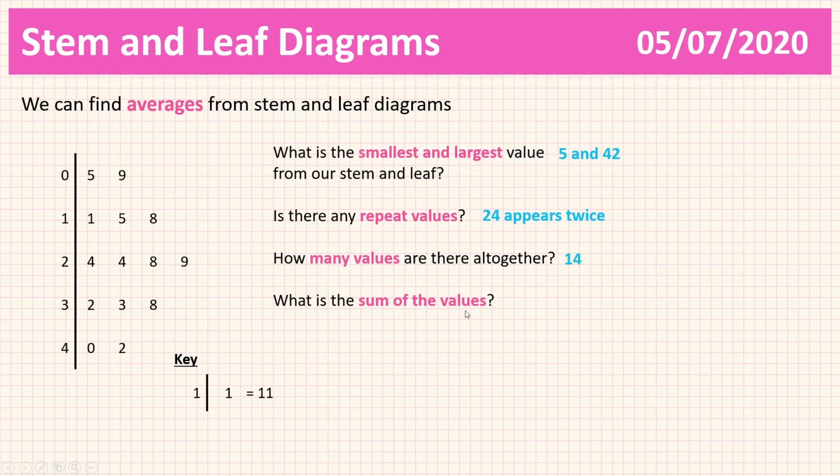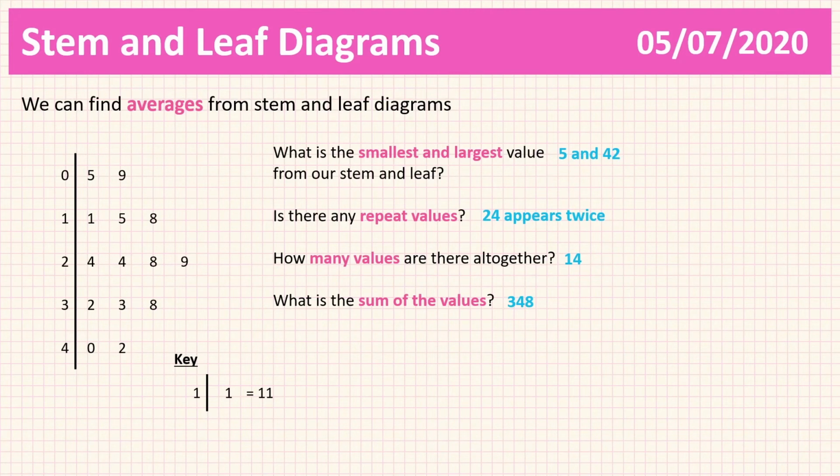And then the sum of the values, well, all we need to do is figure out what the values are and then just add them up. So our first value is 5, add 9, add 11, add 15, add 18, and so on and so forth till you've added up all the numbers all the way up to 42, and our total will be 348.